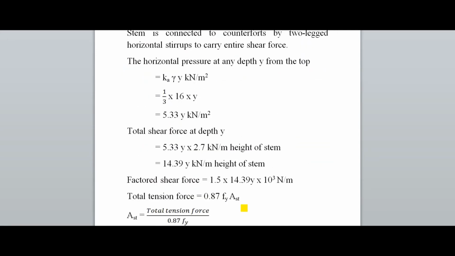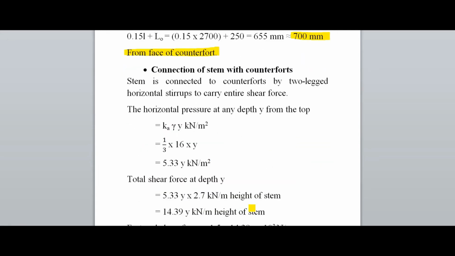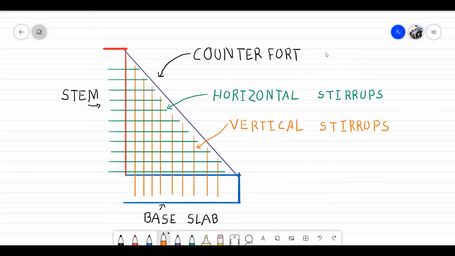Now we are going to design the connection of the stem with the counterfort. So the stem is connected to the counterfort by two-legged horizontal stirrups to carry the entire shear force. So the stem and counterfort are connected with horizontal stirrups. Now in the counterfort we have two types of stirrups. I will explain in the drawing, just give me some time.